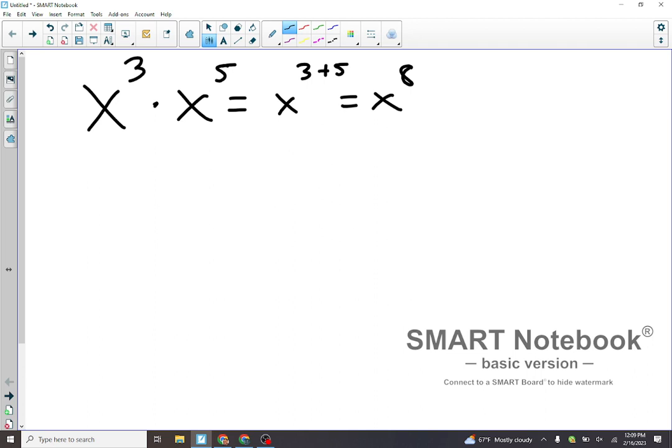Now, if it's x, it would just stay x. What if it's a number? Let's say like 4 to the second times 4 to the third. You still leave the base. This is very important. Don't trick yourself. 4 to the second times 4 to the third will simply be 4 to the fifth power. The base stays the same. The only thing that's interacting is the exponent.